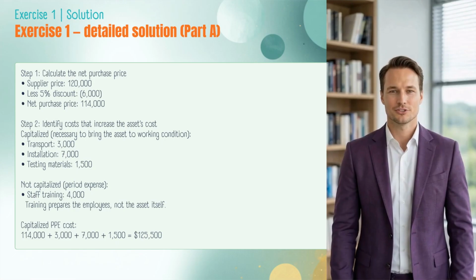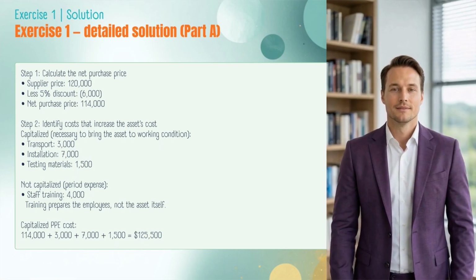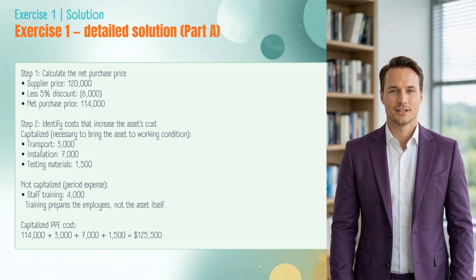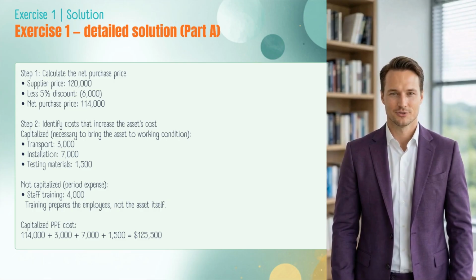Let us solve the first part of the exercise carefully. We begin by calculating the net purchase price. The supplier price is reduced by the trade discount, so we first deduct the discount and reach the net purchase amount. After that, we identify which costs increase the asset's cost.